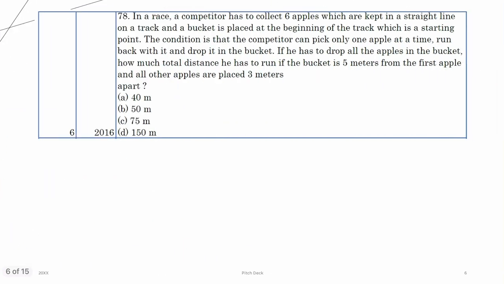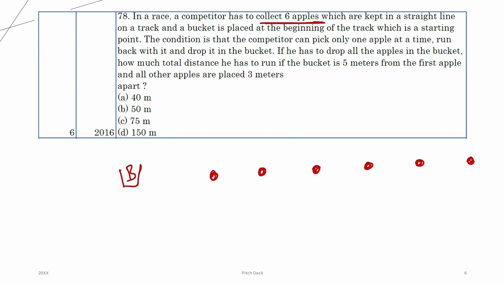Right? Now moving on. In a race, this is again a riddle, not very directly related to speed and distance, but still we are going to solve this. In a race, a competitor has to collect 6 apples, which are kept in a straight line. So there are 6 apples: 1, 2, 3, 4, 5, and 6. I hope this is clear. A bucket is placed at the beginning of the track. So there is a bucket placed here.